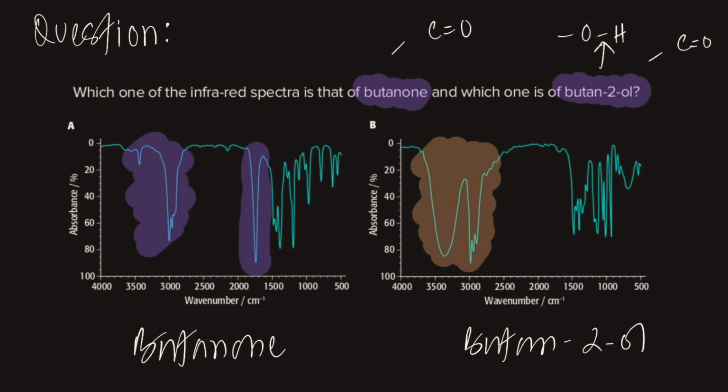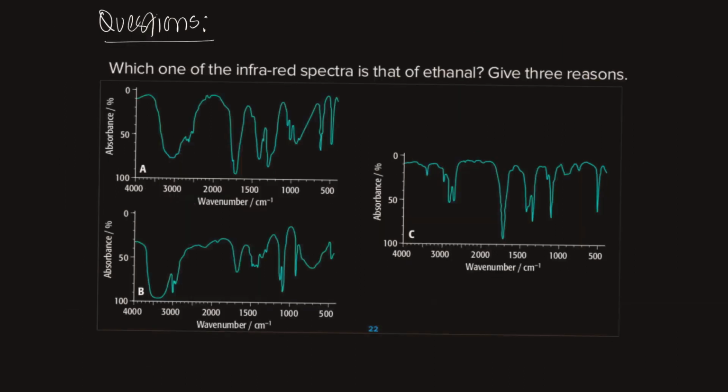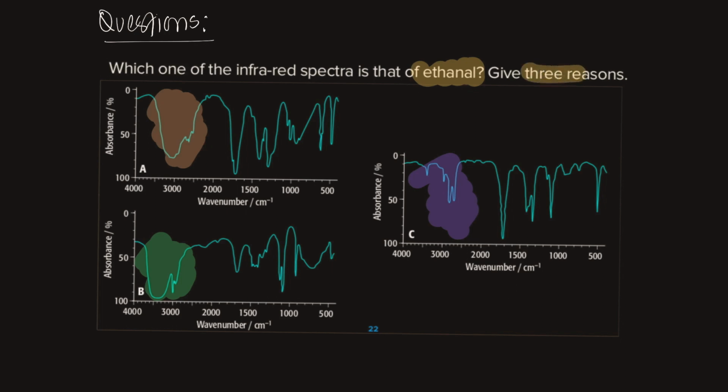Let's do more questions. Before even reading this question, I see my acid, I see my alcohol, and I see my not acid and not alcohol. So it could be an ester, it could be a ketone, not really sure. But let's try reading the question this time. Which one of the infrared spectra is that of ethanal? Okay, give 3 reasons.